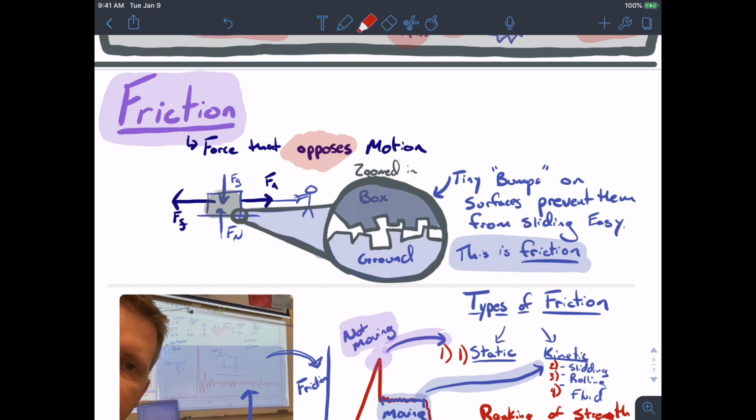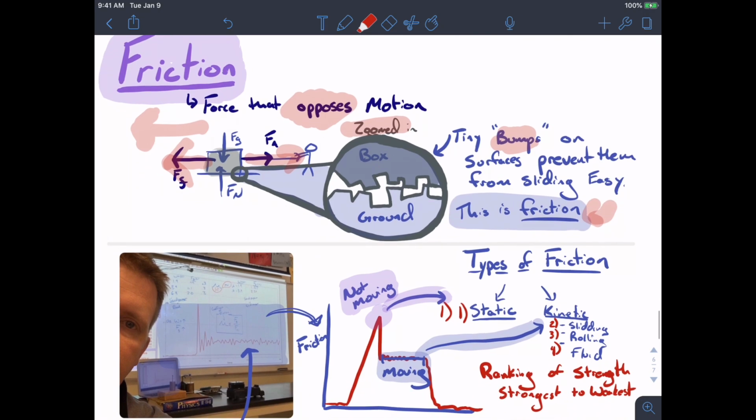Now, where does this force come from? Well, whenever you have two objects moving together, friction is always going to go opposite of the direction you want to go. So this person's trying to pull it to the right, friction's pulling it back this way. Where's that friction coming from? Well, it's coming from how the two surfaces interact. If you were to zoom in on where the box is being dragged against the ground, you're going to see these tiny little bumps that are going to get in the way. This is going to prevent the two surfaces from sliding easily, and this is a main cause of what friction is.